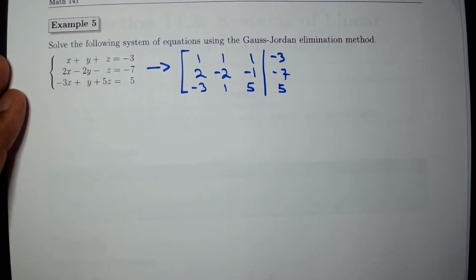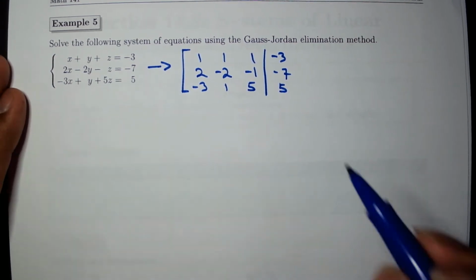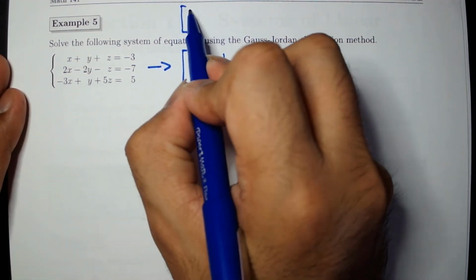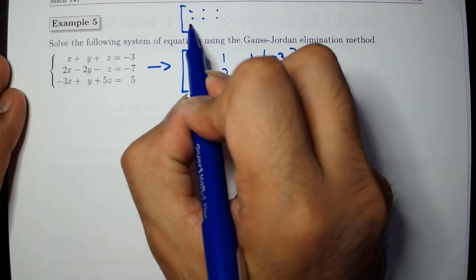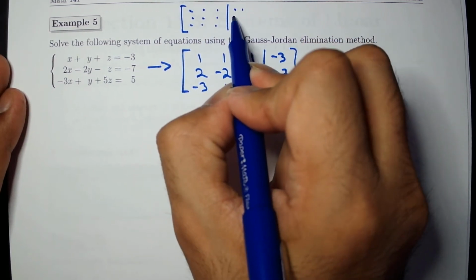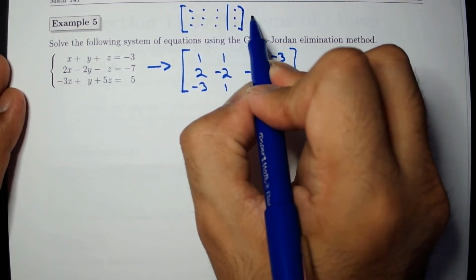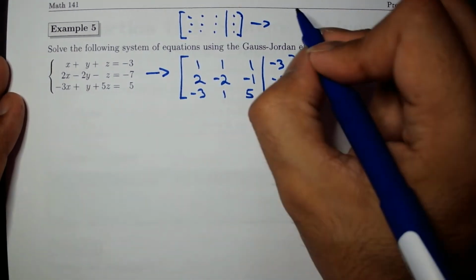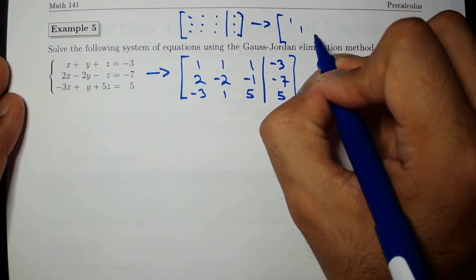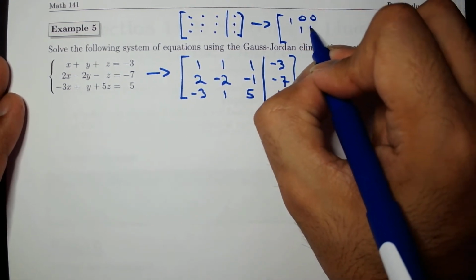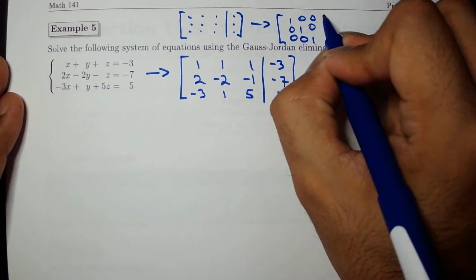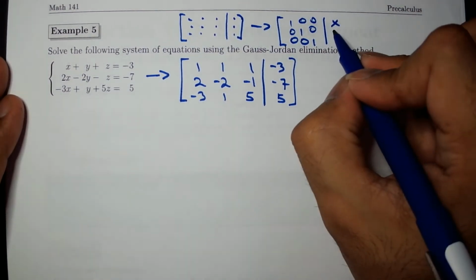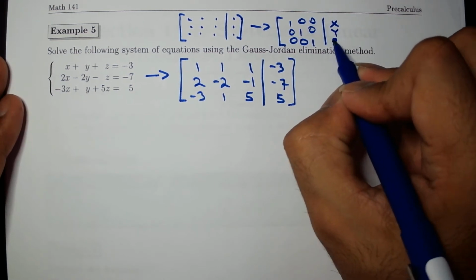All right, so what are we going to do in this case? Well, our goal is to turn the matrix into a matrix of this form, where all these dots are just numbers. What we want is to have a main diagonal of 1s and 0s everywhere else. And then this number is going to give us the x, this number right here is going to give us the y, and the z.